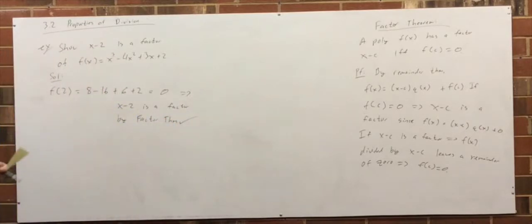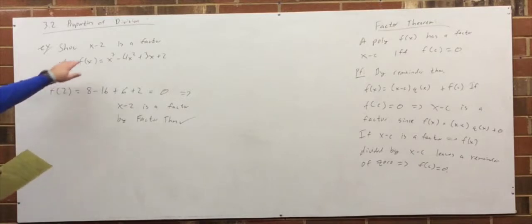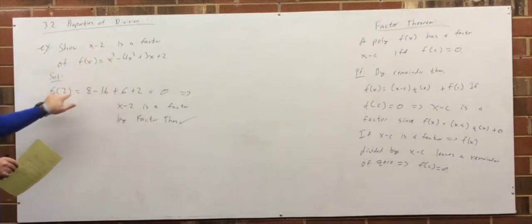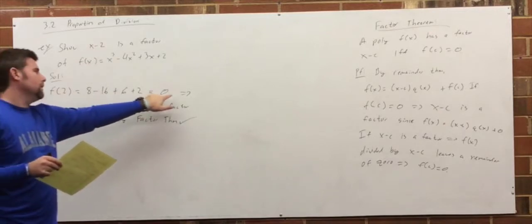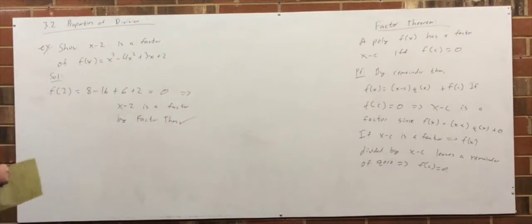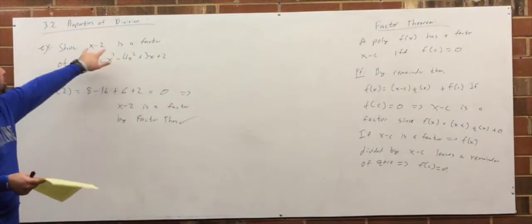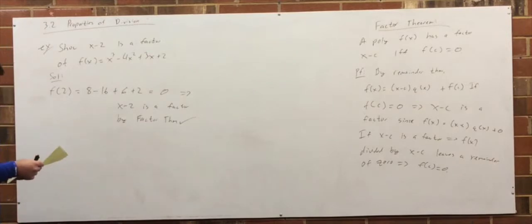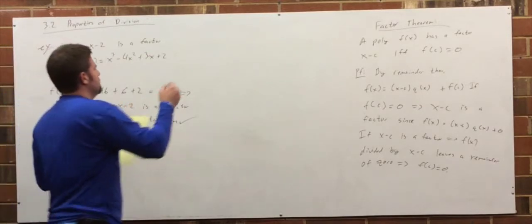Okay? So going back to your factor theorem. A polynomial f of x has a factor x minus c if and only if f of c is 0. X minus 2 is a factor of this if and only if f of 2 equals 0. And it certainly does. So this is a shortcut that you can use when you have something like this to decide whether or not it divides evenly.